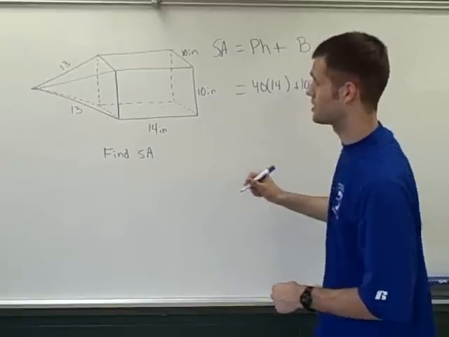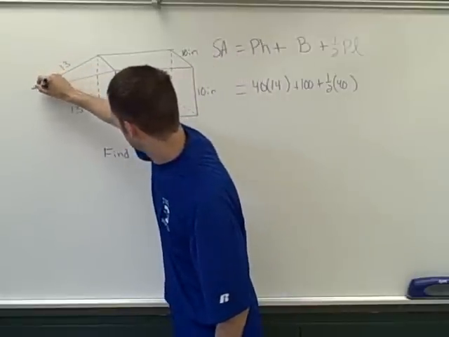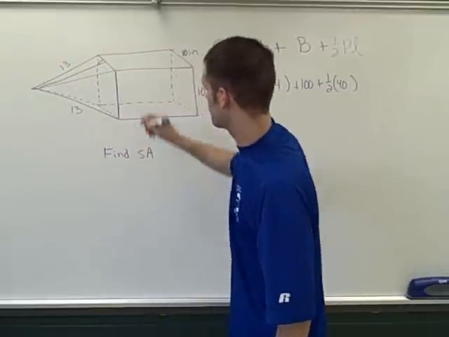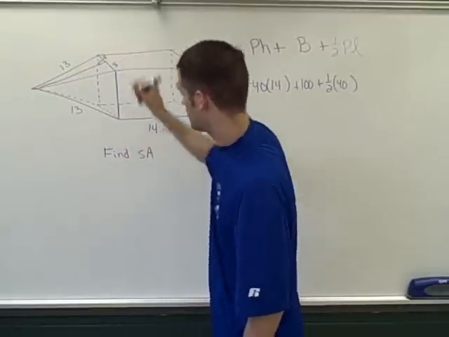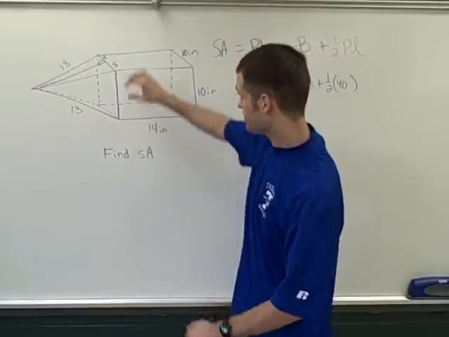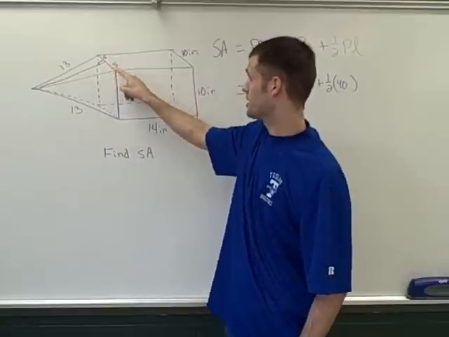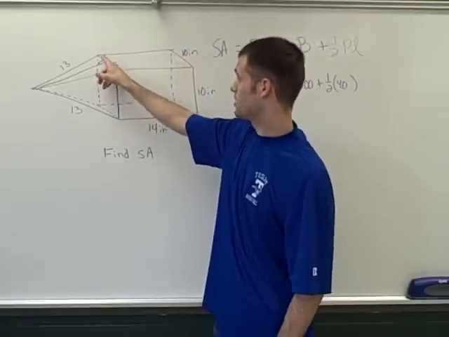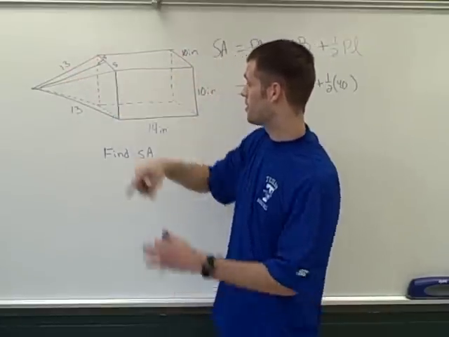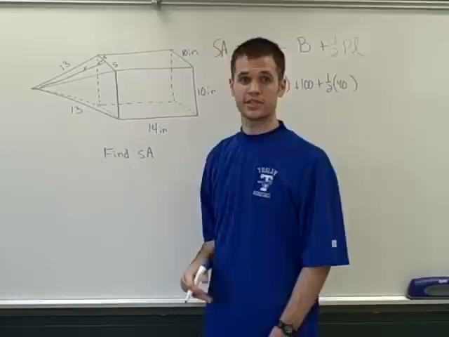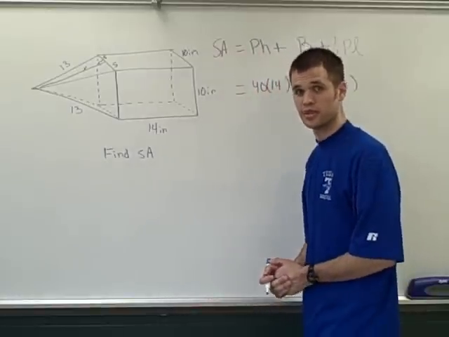And the slant height is not given. So we need to find it by using the Pythagorean theorem. That slant height is going to bisect this 10 to make it 5 and 5, so 13, 5, Pythagorean theorem will give us the slant height. That is a Pythagorean triple. It is 12.